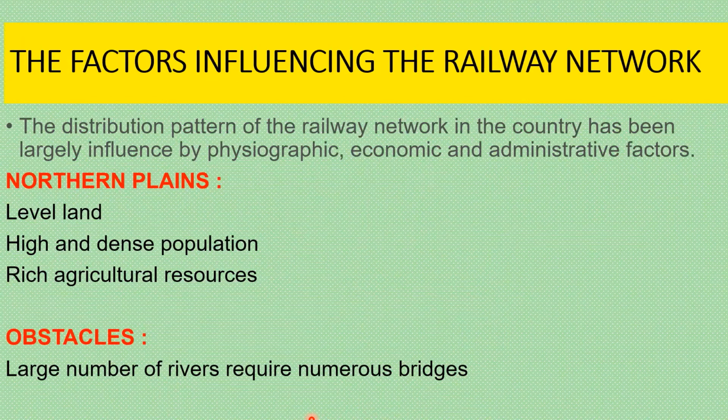Factors that influence the railway network in India. The distribution pattern of the railway network in the country has been largely influenced by the physiography, that is the topography of the landscape, and also economic and administrative factors. So why do the northern plains have a dense network of railways? Number one, it has level land which is easy for the construction of railways, and it has a high and dense population, and it is rich in agriculture too.